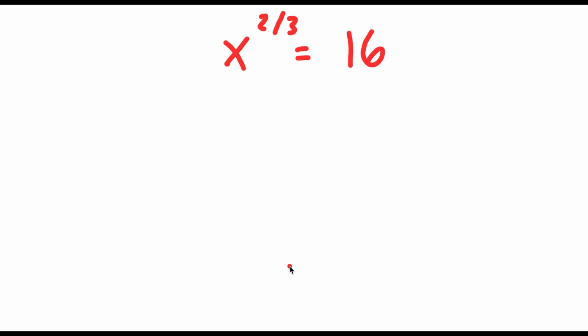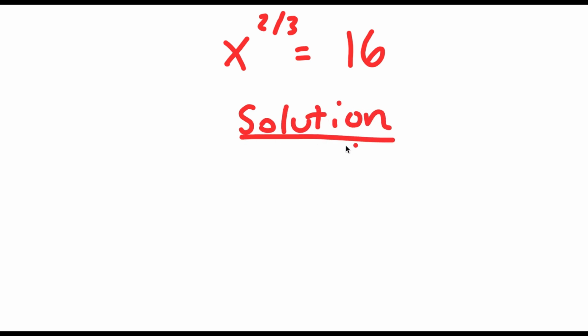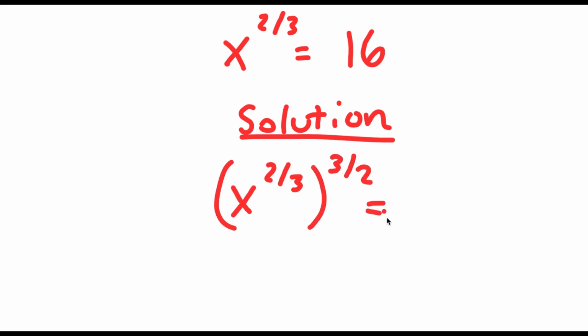Alright, so in this problem, I have x to the power of 2/3 is equal to 16. So for my solution, I'm going to first start by taking the power of 3/2 on both sides. So now I have x to the power of 2/3 to the power of 3/2 is equal to 16 to the power of 3/2.